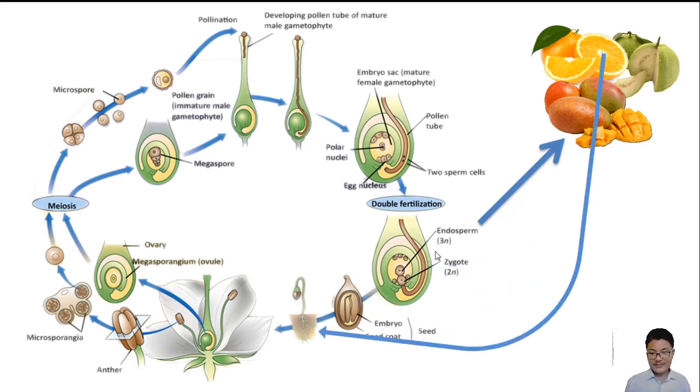And finally, after the germination of seeds, there is again formation of new plants. So we have briefly looked at an overview of sexual reproduction in flowering plants. We'll be discussing all these processes in detail in chapter number 2.